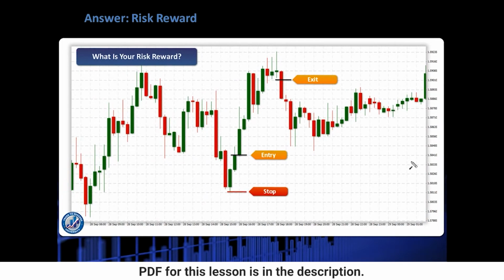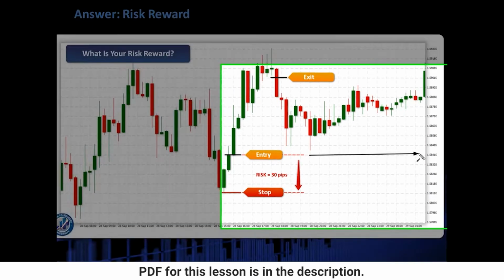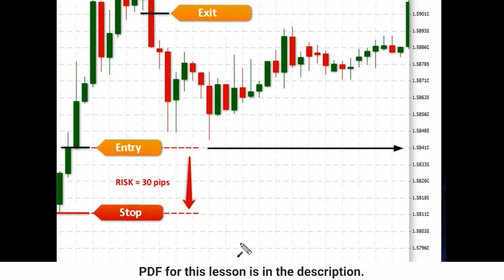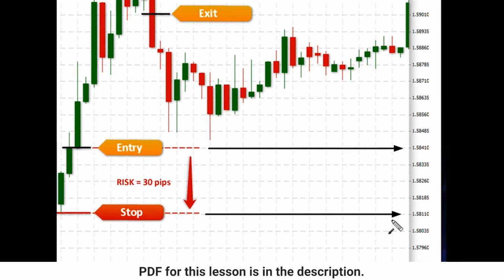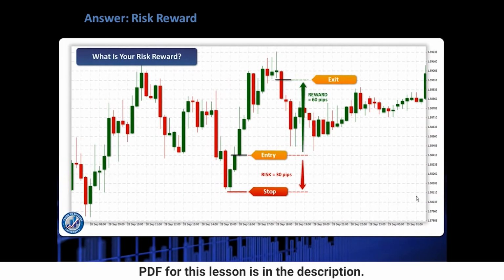Have you worked it out? So first we work out what our risk is, and we see that our risk is 30 pips here. Did you get that right? Our entry is 1.5841 and our stop is 1.5811. Let's forget the 1 before the decimal place and just look at the 5841 and the 5811. 5,841 minus 5,811 is 30. That's 30 pips.